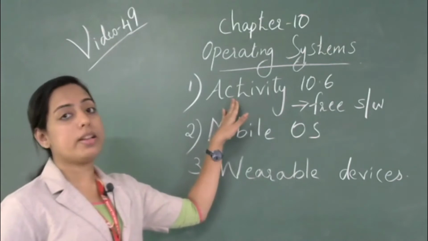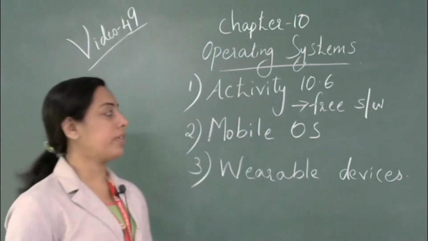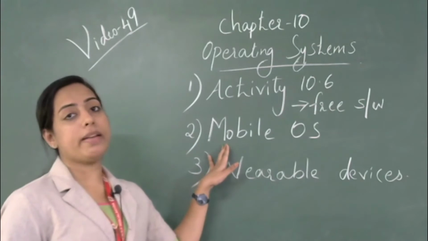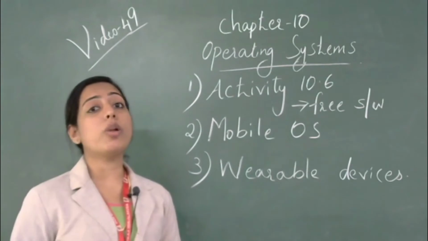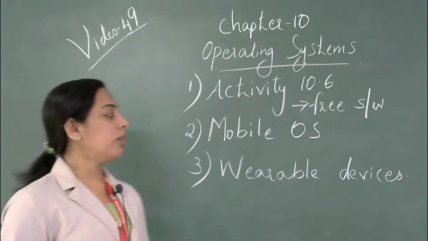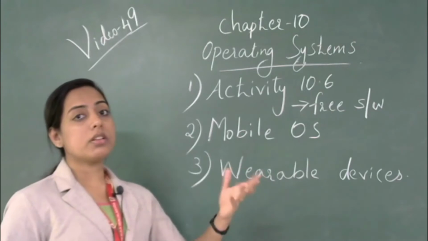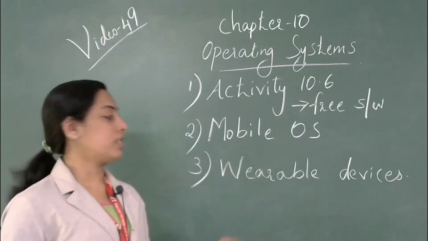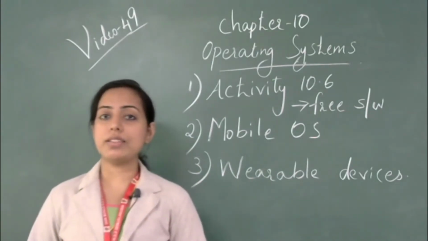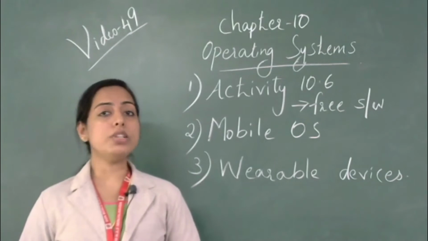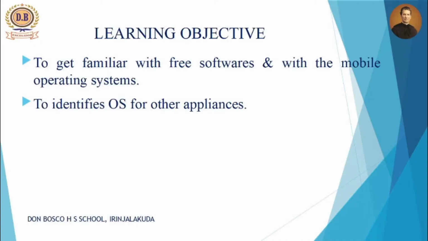In today's class session we are moving to the end part of the 10th chapter, which is activity 10.6, some free software and proprietary software, and mobile operating systems. We are using different mobiles, and in each mobile phone we use a different operating system based on the company. The last topic is wearable devices. Let's see the objective of today's class: to get familiar with free software and mobile operating systems, and to identify operating systems for other appliances.